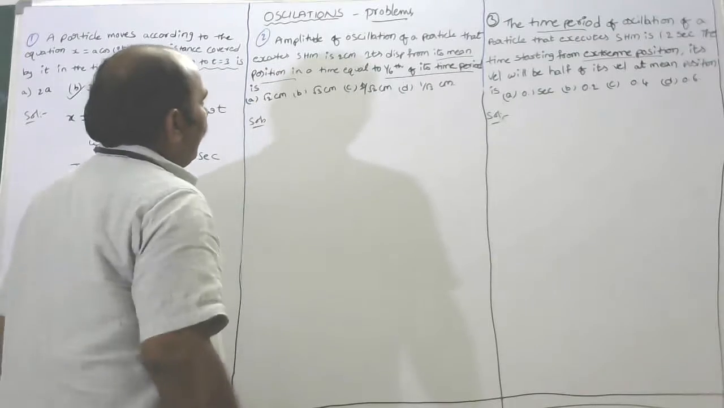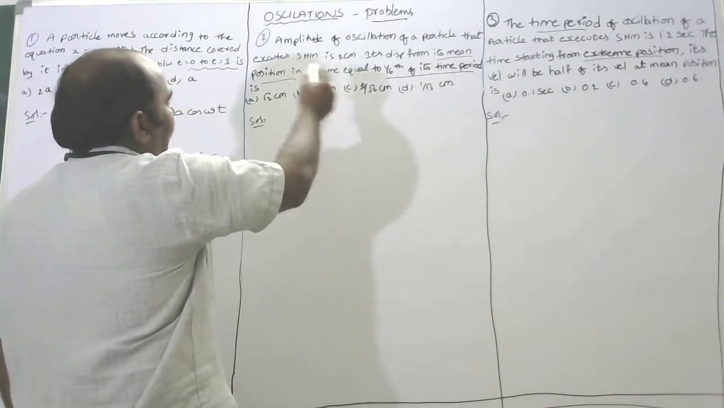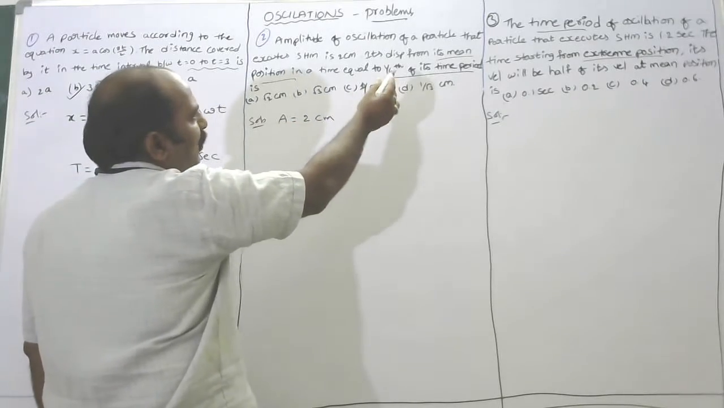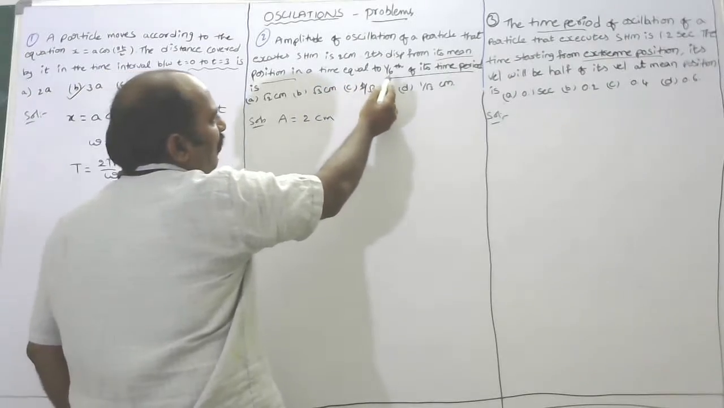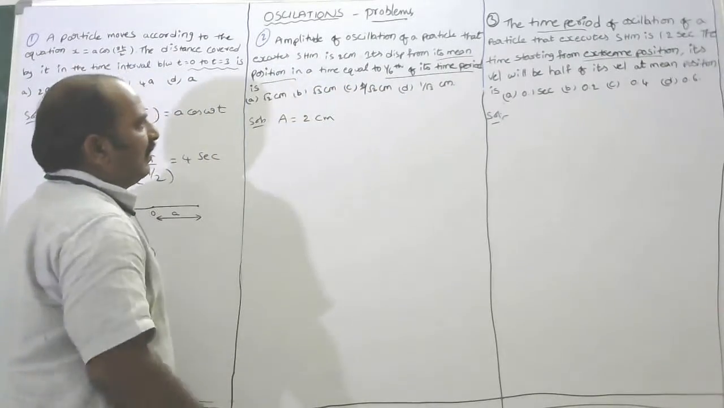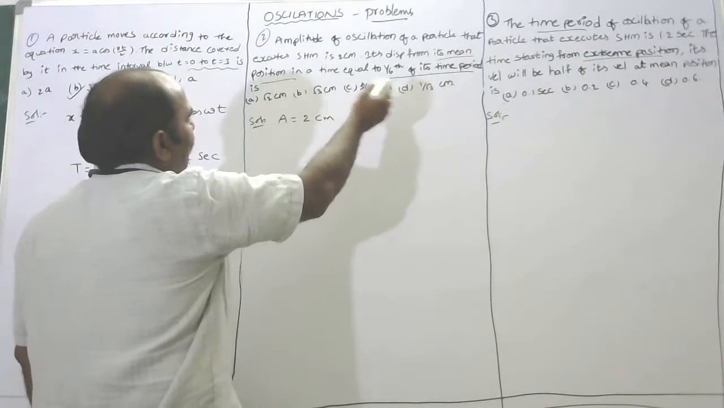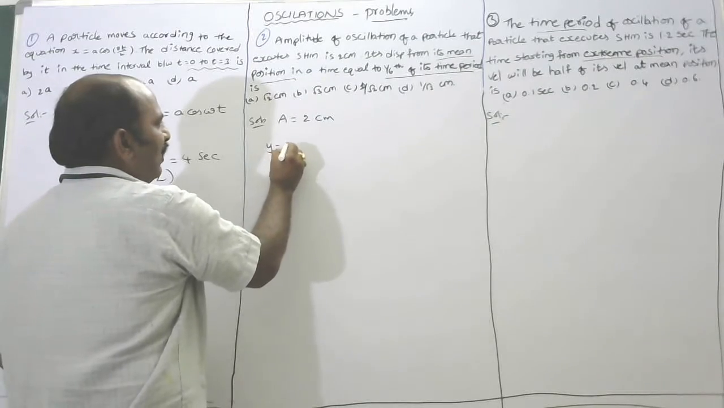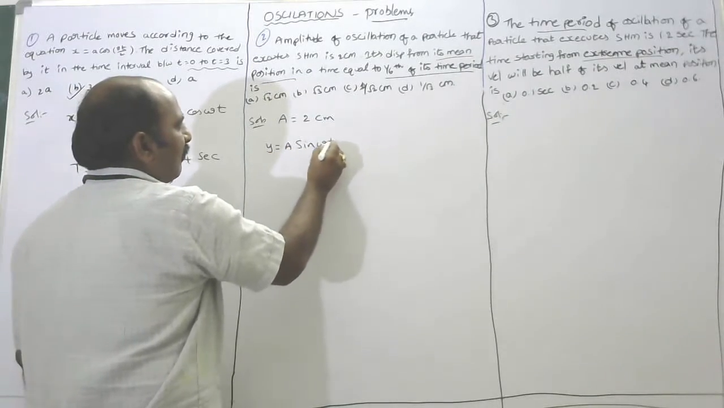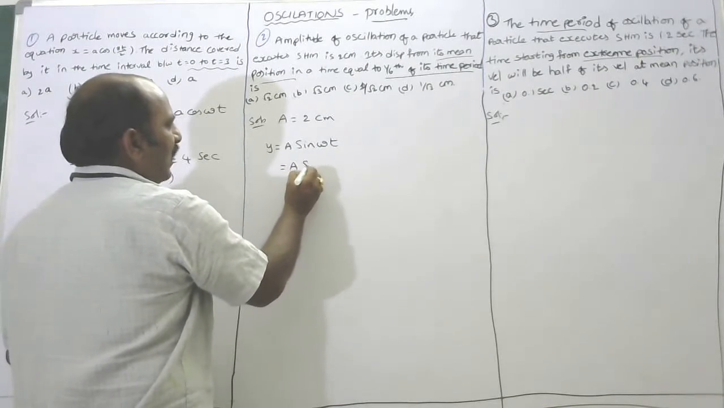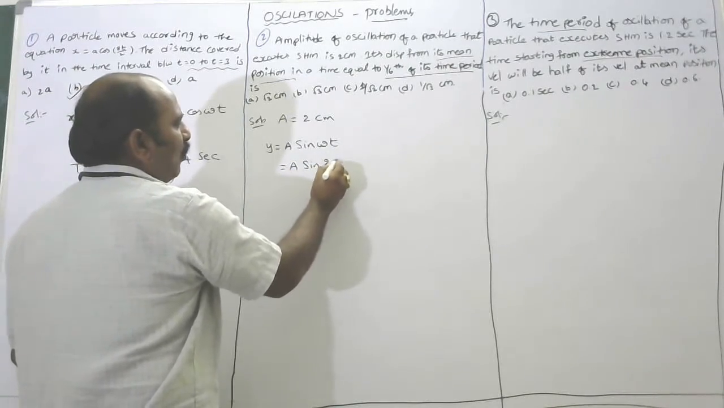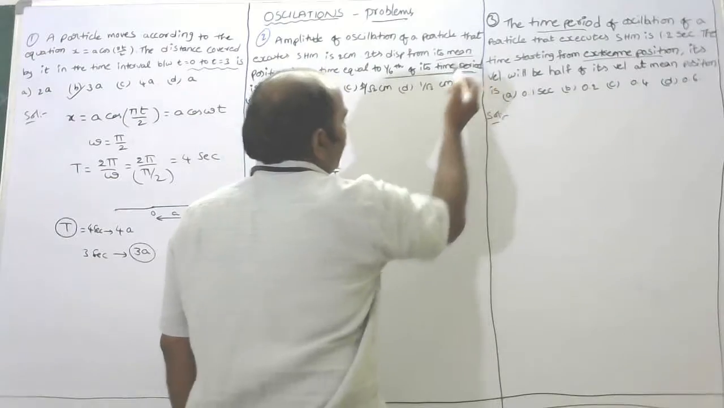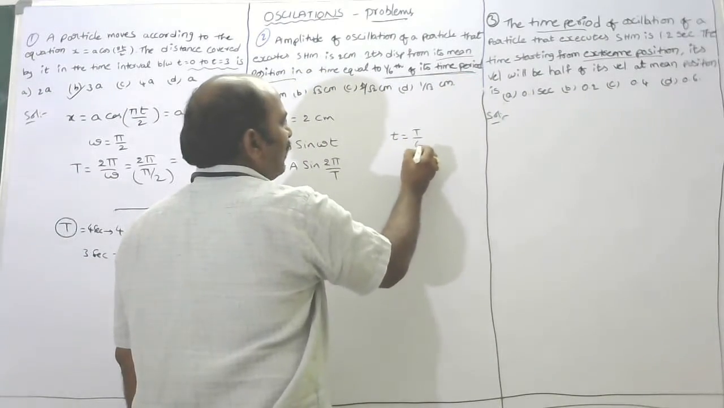See next one. Amplitude of oscillation of a particle that executes SHM is 2 cm. The amplitude is given as 2 cm. Its displacement from its mean position in a time equal to 1/6 of its time period is. When the body starts from mean position, its displacement formula is y equal to a into sin omega t. Now a into sin of 2 pi by capital T into small t, where small t is given as 1/6 of its time period. That means small t is equal to capital T by 6.